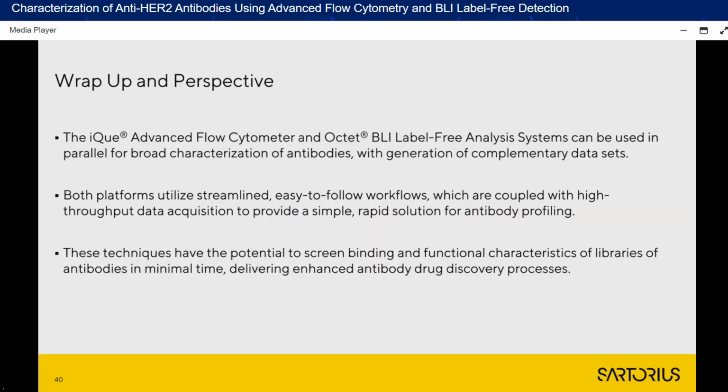So to conclude, the iQue Advanced Flow Cytometer and Octet BLI label-free analysis systems can be used in parallel to broadly characterize antibodies and to generate complementary data sets to describe your antibodies of interest. Both platforms use streamlined and easy to follow workflows, which are coupled with high throughput data acquisition and provide a simple and rapid solution for antibody profiling. The techniques have the potential to screen binding and functional characteristics of libraries of antibodies in minimal time, and so this delivers enhanced drug discovery processes.